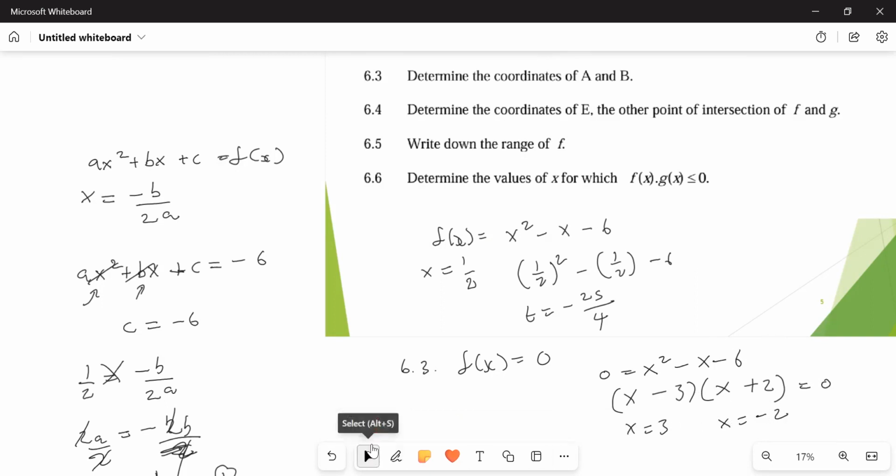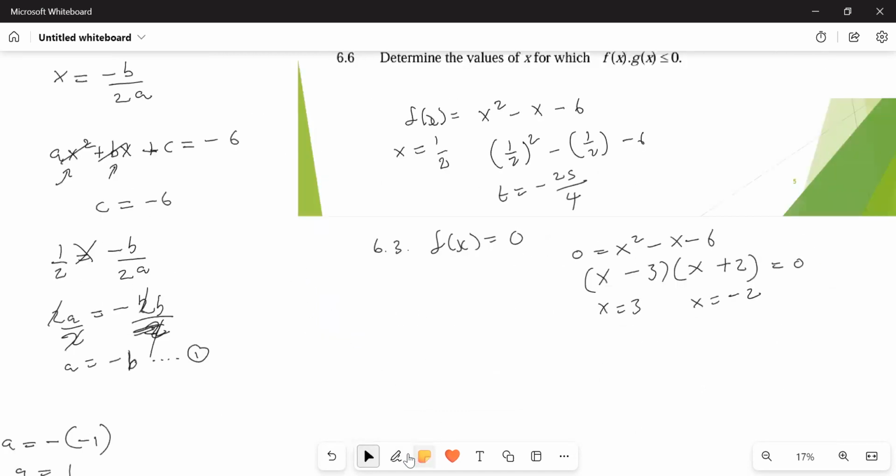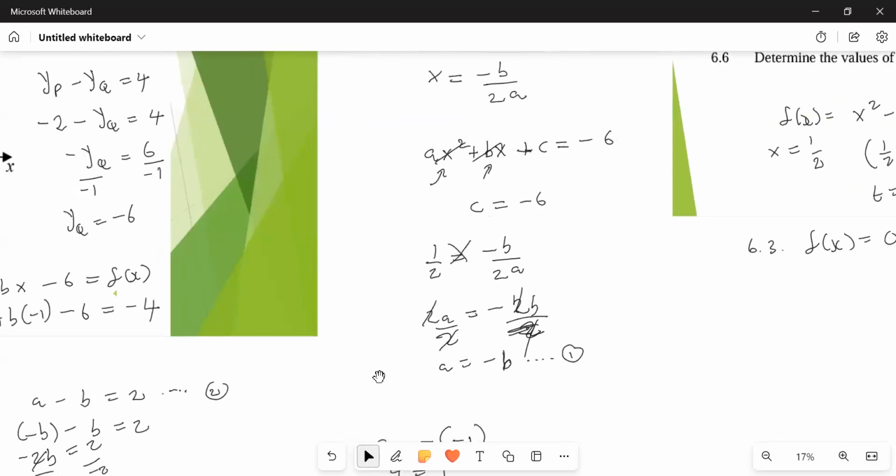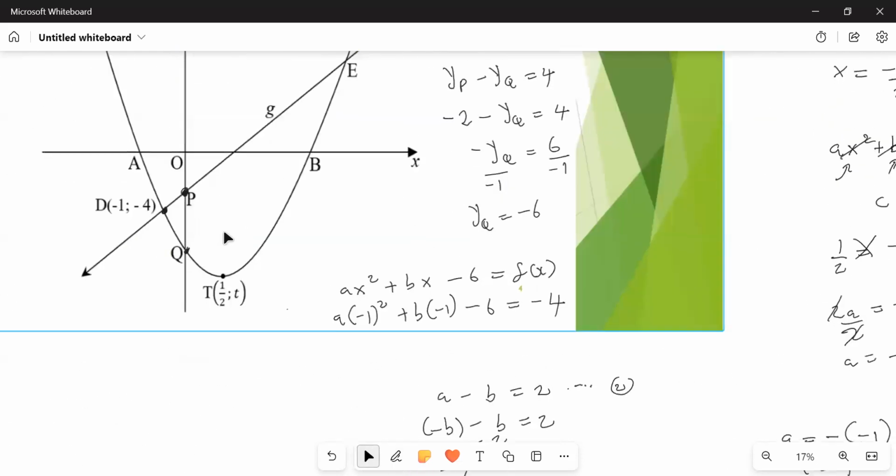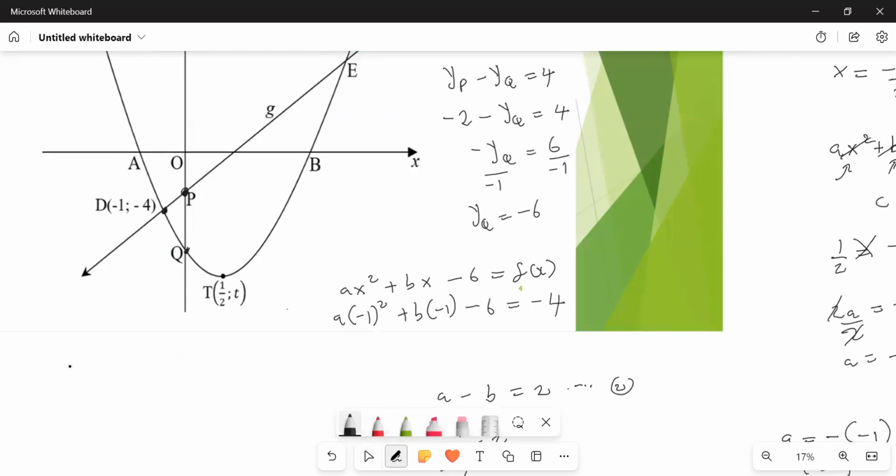So meaning that for A, is it negative or positive? Negative. So meaning that it's minus 2, which is 0. Then for B, you also let y be 0.